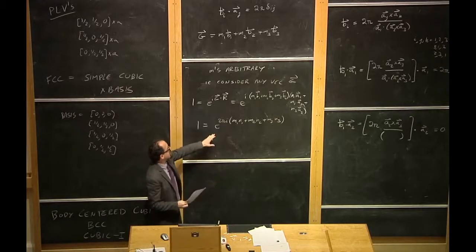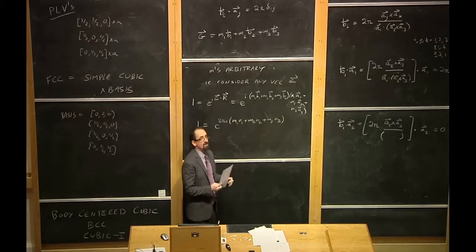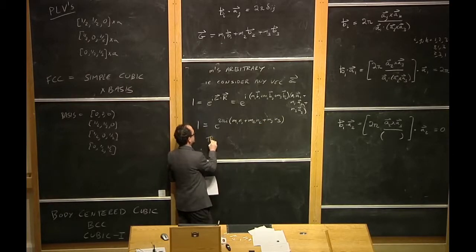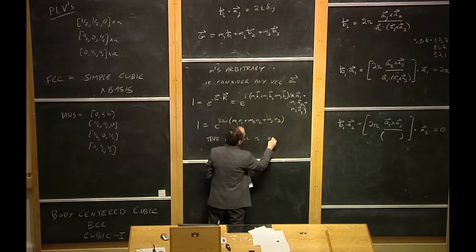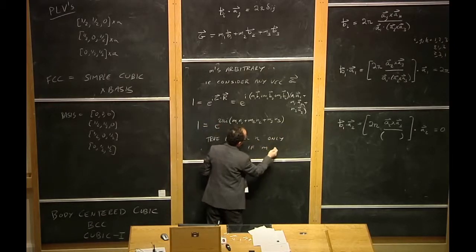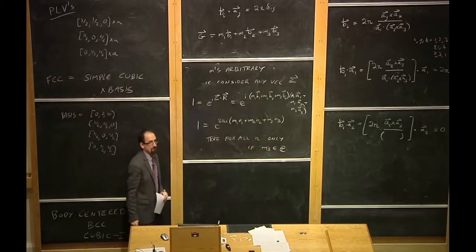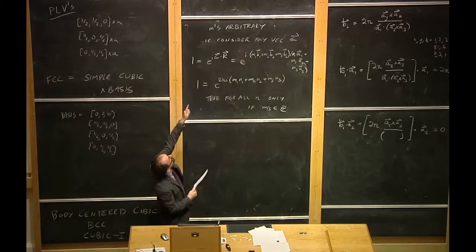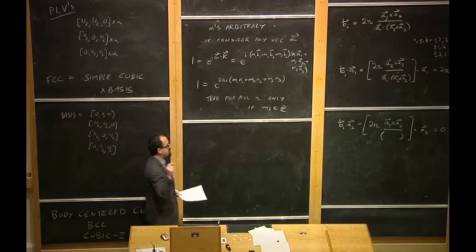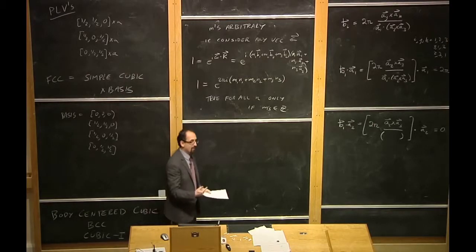Now, if I want this to equal 1 for every possible direct lattice vector, for every possible n, the only way this will be true for all n is if the m's are integers. So in order to satisfy our definition of the reciprocal lattice, that e to the i G dot R equals 1 for all R in the direct lattice, the only way we can do that is if we choose G of that form with the m's integers. Therefore, G is a lattice.